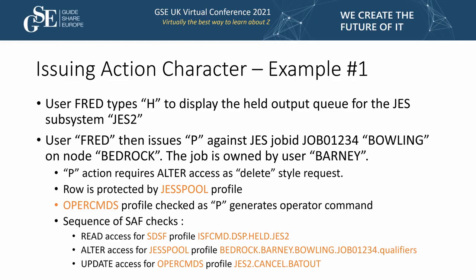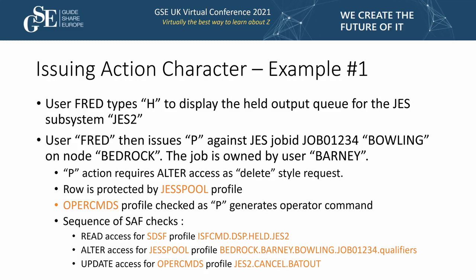So the best way to go through this, I've got three examples here of a user trying to do something on various panels within the product. The first example here, we've got a user Fred. He types H to display the held output queue for the JES2 subsystem called JES2. Fred then issues a P against a JES job ID called bowling on node Bedrock, and the job is owned by a user called Barney.